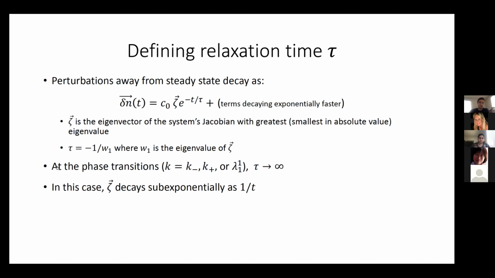So what happens is that at the phase transitions, this means that at the critical migration rates at which extinction occurs, tau, this time scale for decay, goes to infinity, meaning the decay is very slow. And in this case, zeta decays sub-exponentially, slower than any exponential function. And in fact, in particular, it decays as 1 over time.